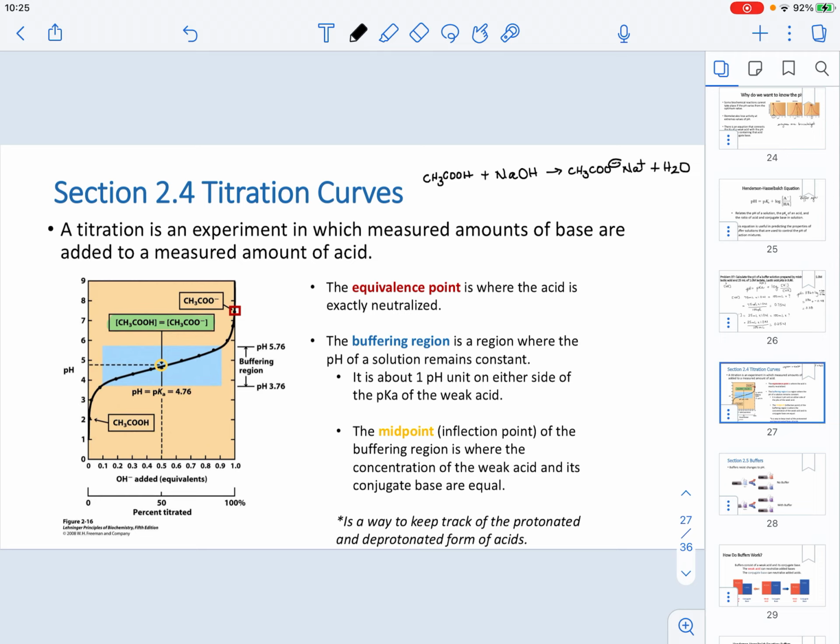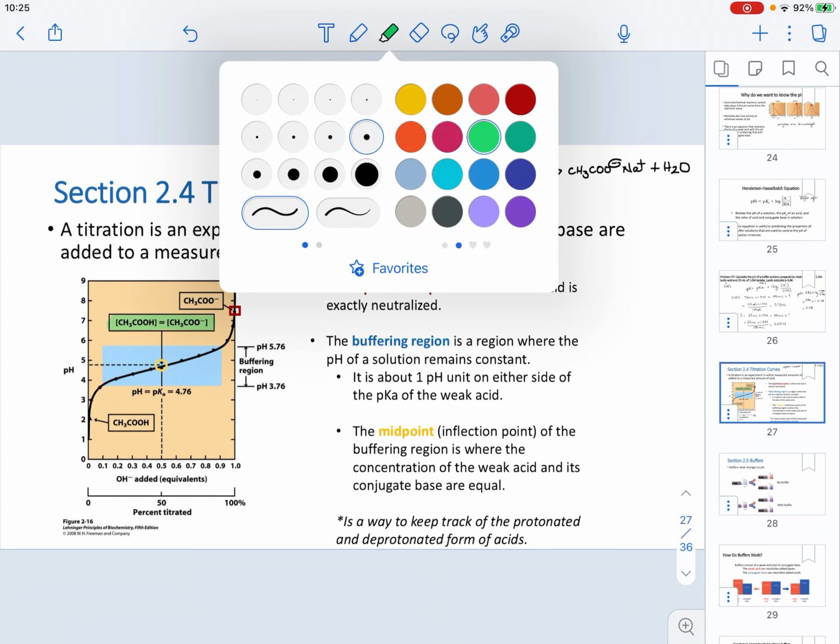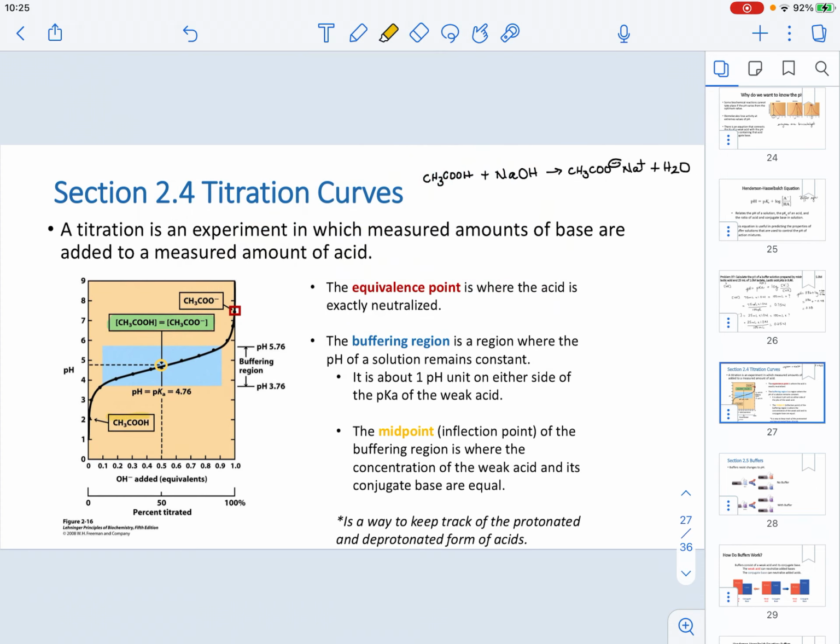So overall, in this titration experiment, I'm just going to use my highlighter tool. We're going to have acetic acid, which I am highlighting in yellow. And we are going to be adding to it equivalents of NaOH, so you can see I did it with the check mark. The equivalents is basically how much NaOH we're adding to the system. So understand that as the experiment proceeds, there are certain regions that we need to pay attention to.